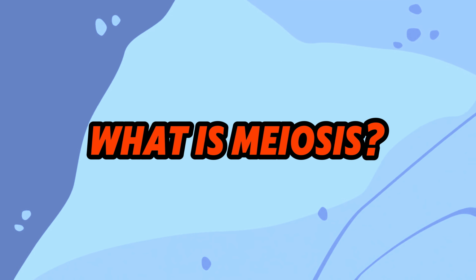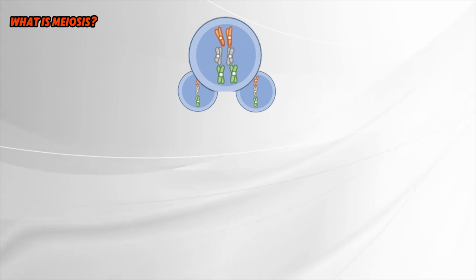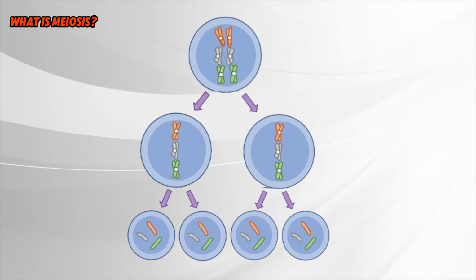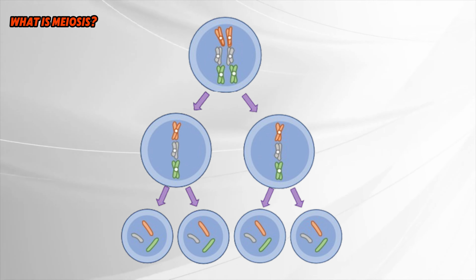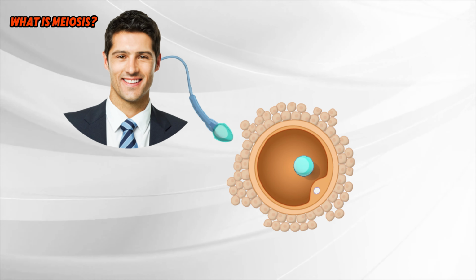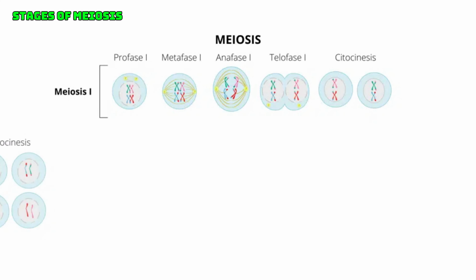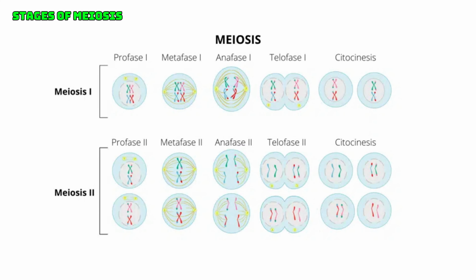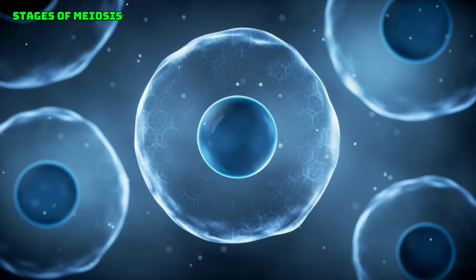What is meiosis? Meiosis is a specialized type of cell division that results in the production of four non-identical daughter cells and reduces the chromosome number by half in each daughter cell. These cells are known as gametes, sperm in males and eggs in females. Stages of meiosis. Meiosis is broken down into two main stages, meiosis 1 and meiosis 2.